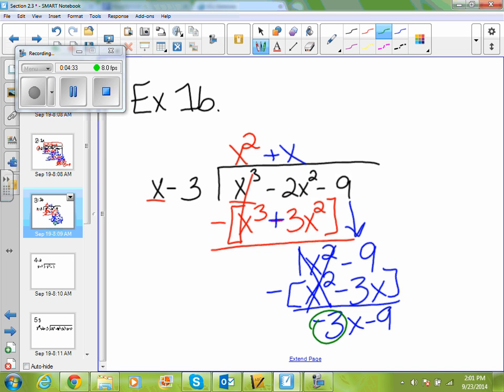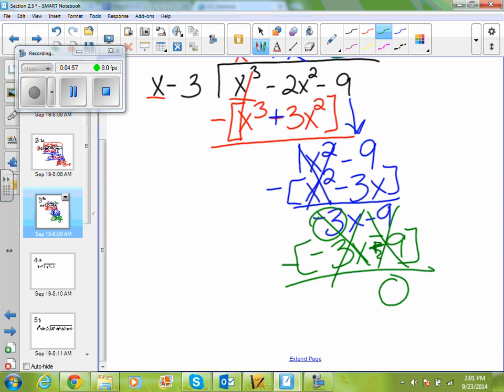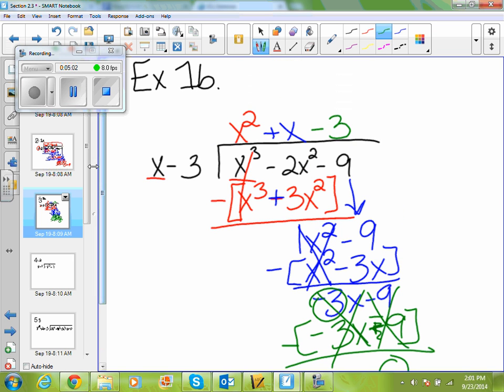So then we look at how many times this x will go into the minus 3x, and it will go in there minus 3 times. So x times negative 3 is negative 3x. Negative 3 times negative 3 becomes negative 9. And then we subtract. Those cancel, we end up with 0, which is what we wanted as our remainder, so we know that our final solution is x squared plus x minus 3.